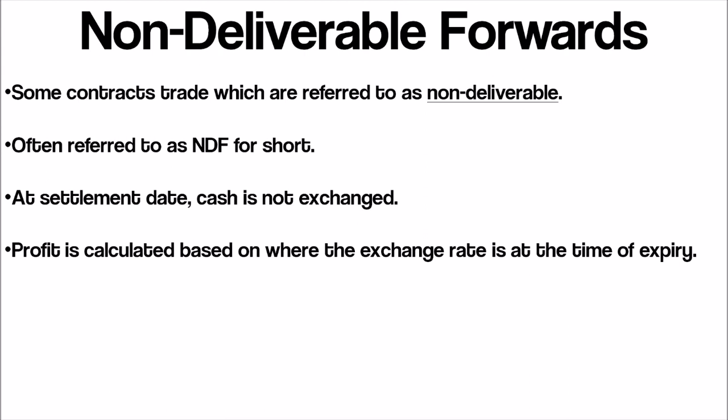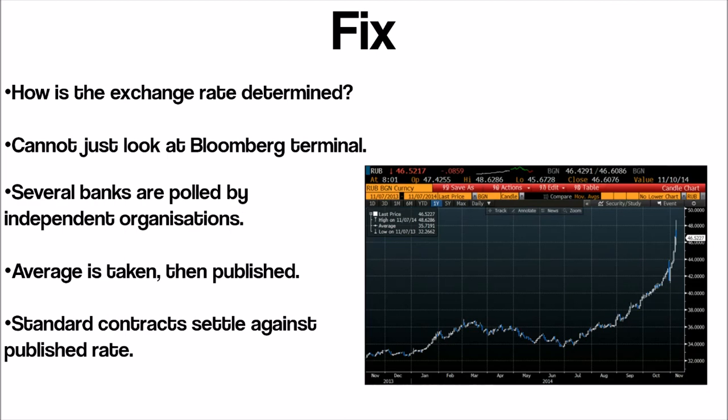So what does it actually mean if you're not exchanging the cash? So what actually happens is profit is calculated based on where the exchange rate is at the time of expiry, based on the previous graph. So it's as if you had a real deliverable forward, but you don't actually exchange the cash. You just get the profit you'd have made from having that position. So an obvious question in that case is, how is this exchange rate determined? Who determines the exchange rate you use to calculate the profit and loss?